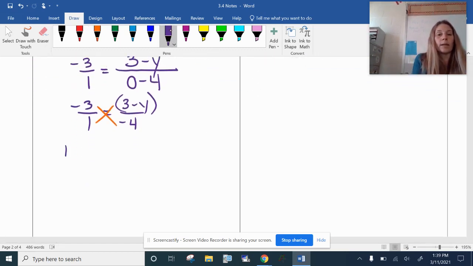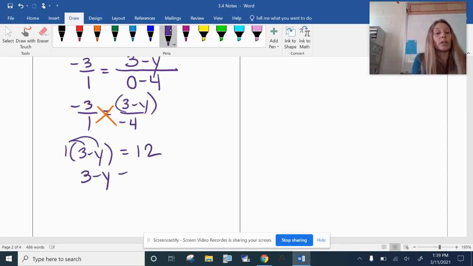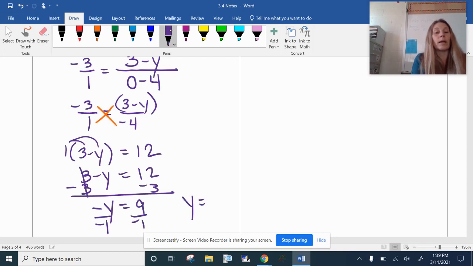So on the one side, I'll have 1 times 3 minus y. On the other side, negative 3 times negative 4, which will be positive 12. If I distribute a 1, it doesn't change anything, and then I want to get y by itself. Now I subtract the 3, but I still have a negative y there, and I need to get rid of the negative, so I'll divide by negative 1. That will give me y equals negative 9.